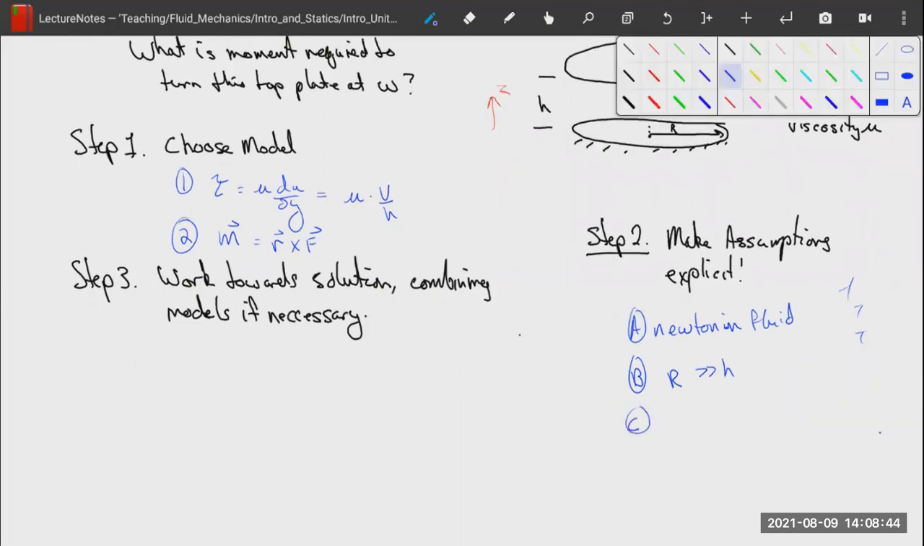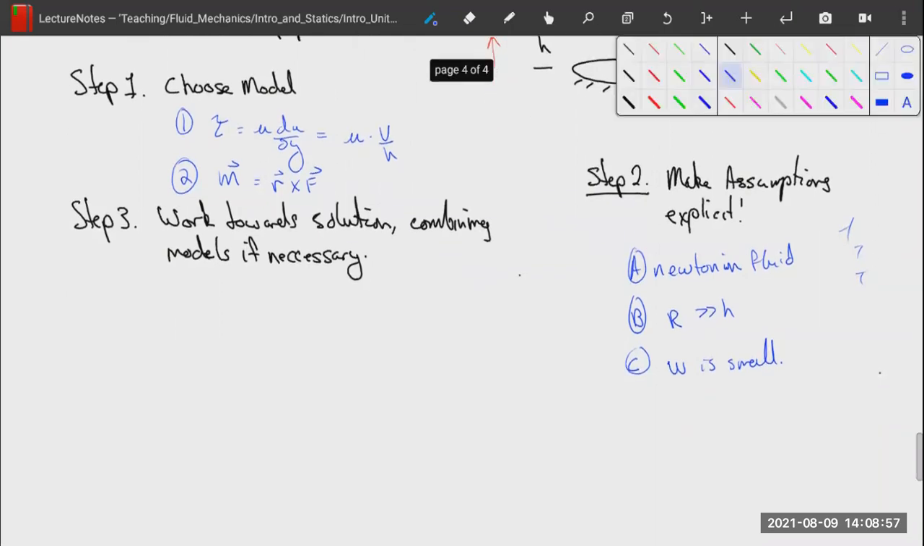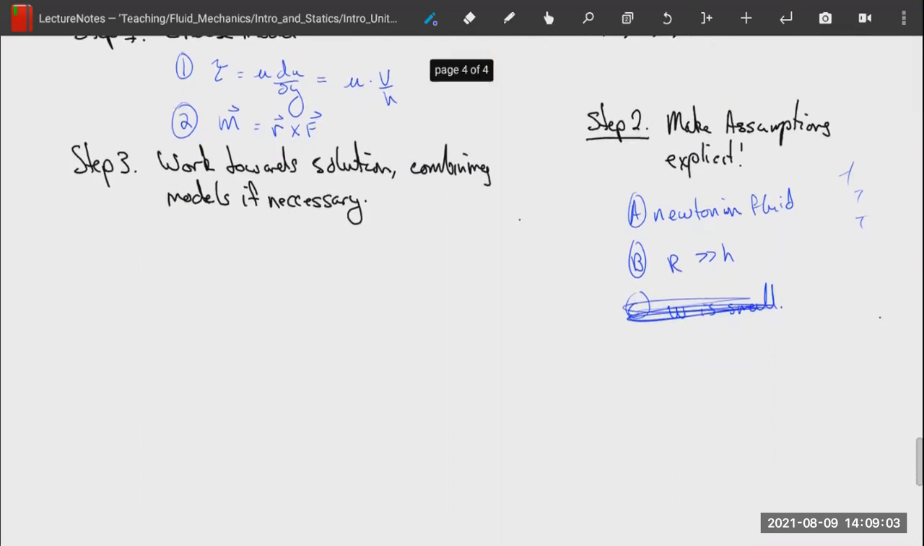And C, we are going to assume that W is small. I think that was a mistake. I think I wrote that down last year and it's not actually needed. Cool. So let's work towards a solution here, right?